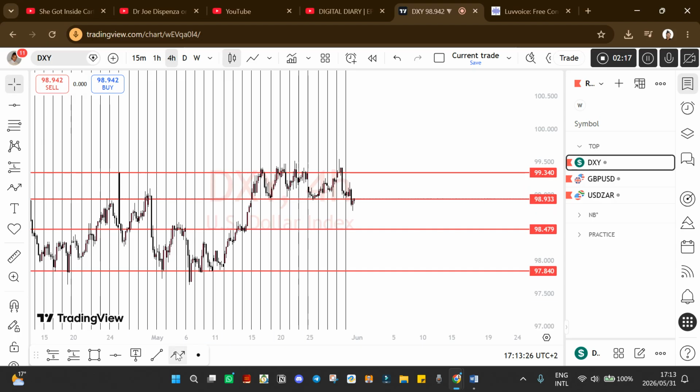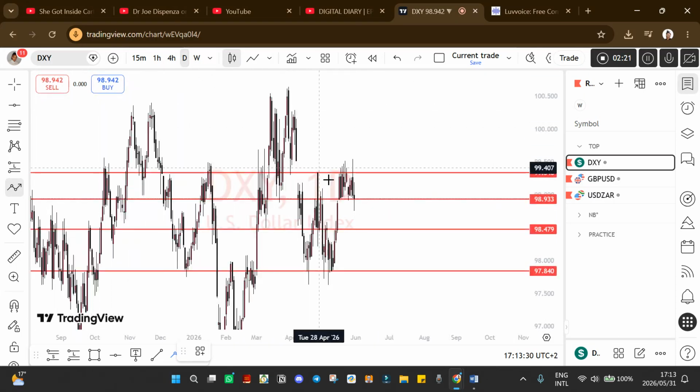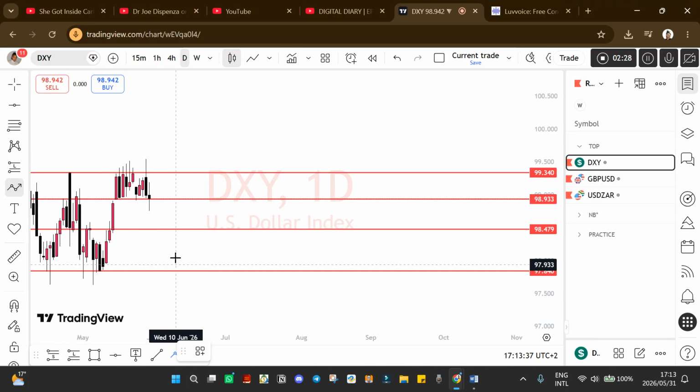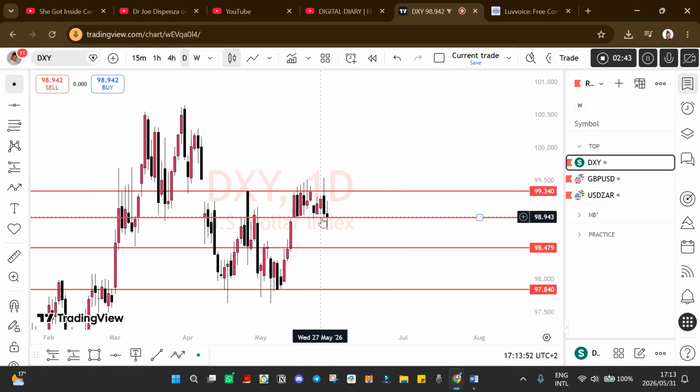Now, why do I say that? Because on the daily chart, the market closed in indecision. This is somewhat of a spinning top. This candlestick indicates indecision. Also, when we look at the area that the market closed at, the market is on a support area.